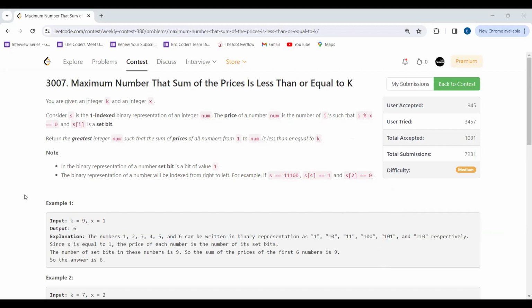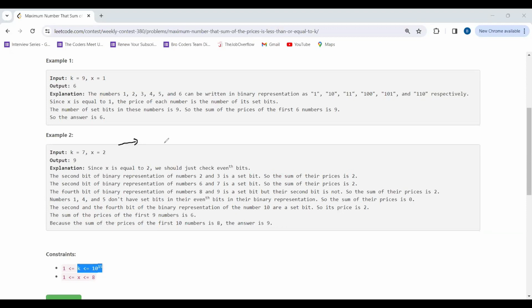Okay. So now let's come to the second example, which is a bit better than this. Here k is equal to 7 and x is equal to 2. So let's take the first number 1. 1 has 1 bit set. For 2, which bits will we be considering? 2, 4, 6, 8, 10. Likewise, we'll check all the even indices.